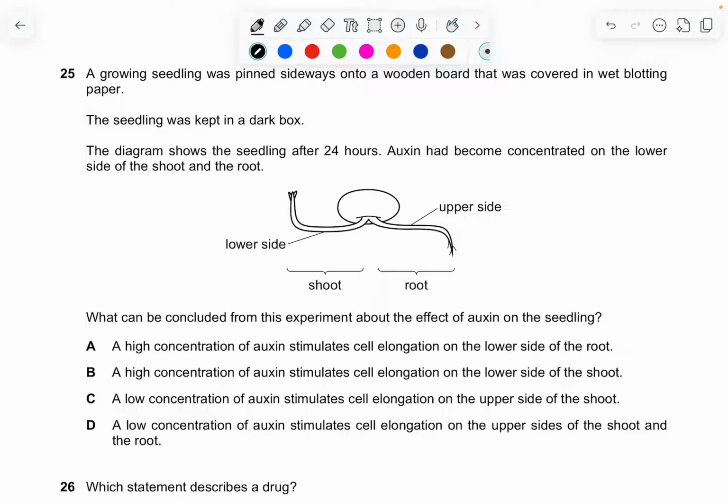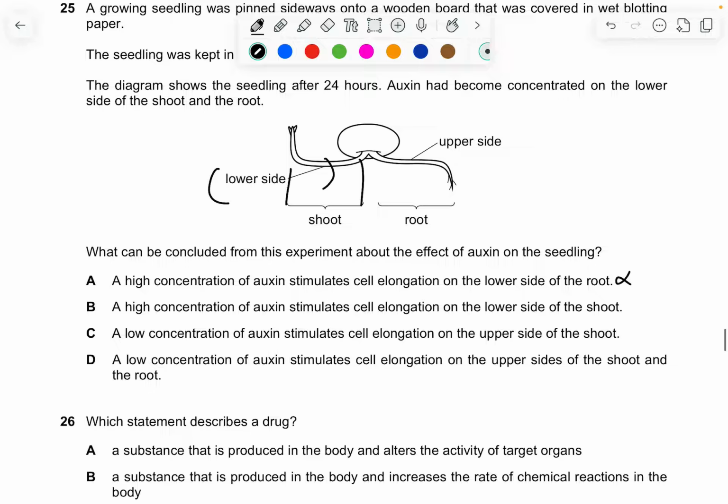Okay, so a high concentration of auxin stimulates cell elongation on the lower side of the root. No, this is wrong. I know it's lower side, but they're pointing this at the shoot. So the root is the wrong one. The high concentration of auxin stimulates cell elongation on the lower side of the shoot. That is correct. A low concentration of auxin stimulates cell elongation on the upper side. Anything about upper side is wrong. So the answer is B.